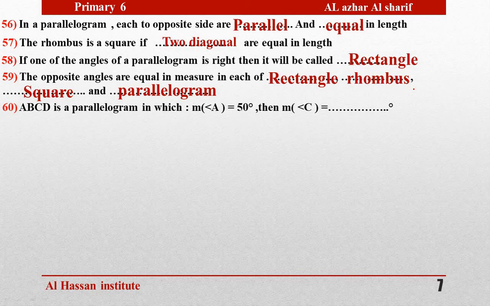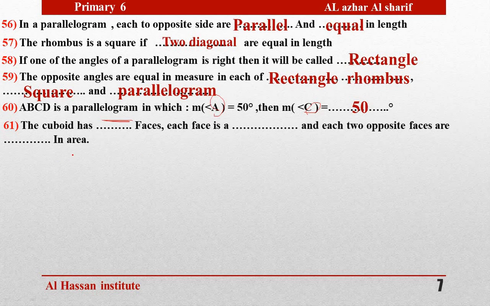ABCD is a parallelogram in which the measure of angle A equals 50 degrees, then the measure of angle C equals. This is a parallelogram, and angles A and C are opposite, so it equals 50 also, because the opposite angles are equal in a parallelogram. Don't forget this.